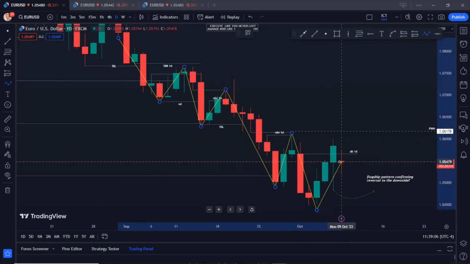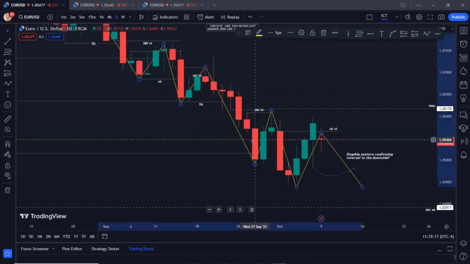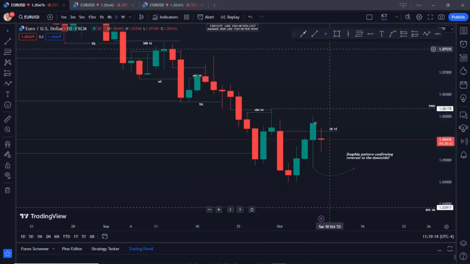If Monday closed without taking this high, it means price should be going to the downside. So that's the anticipation. This is the number one anticipation. Now, but before that, Friday closed with what I call flagship pattern.